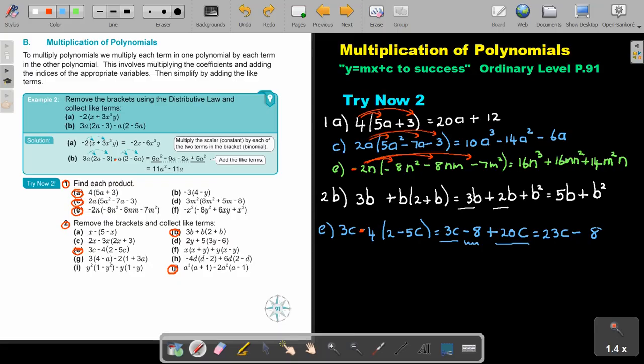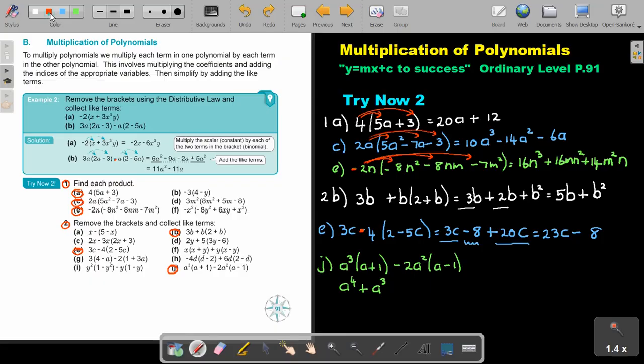And then the last one is number J, and that's going to be a to the power of 3, times a plus 1, minus 2a squared times a minus 1, and that's going to be a to the power of 3 plus 1, it's a to the power of 4, plus a cubed.